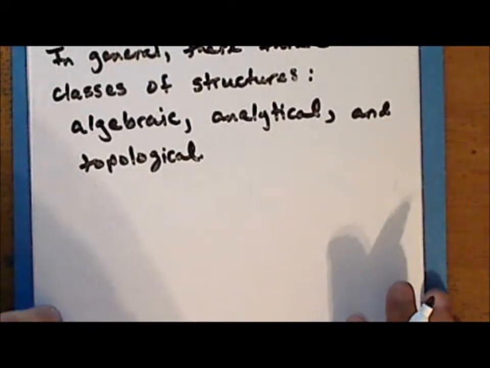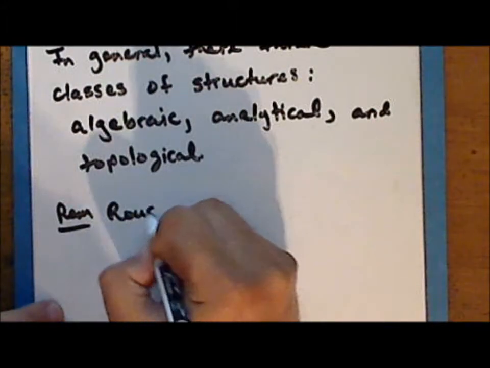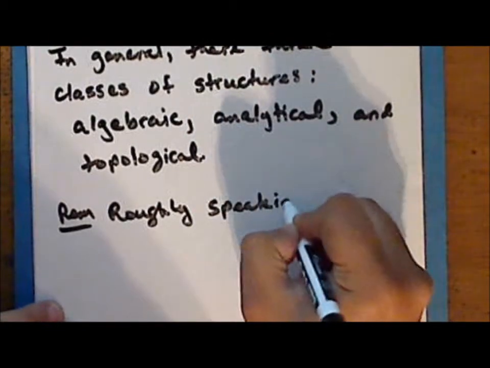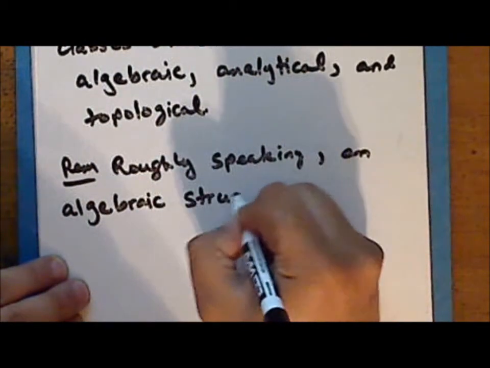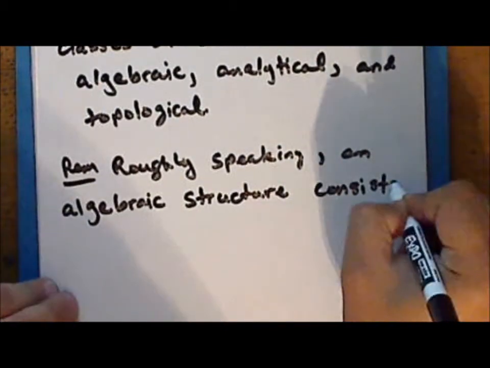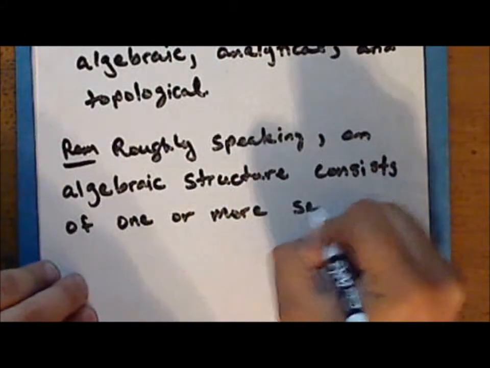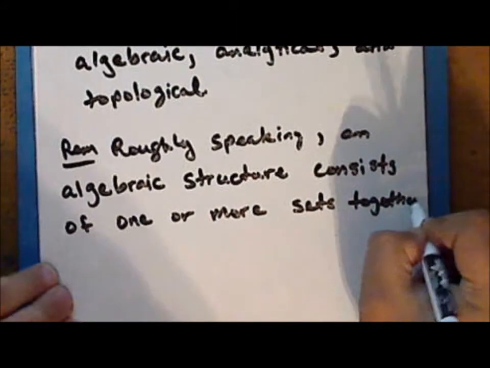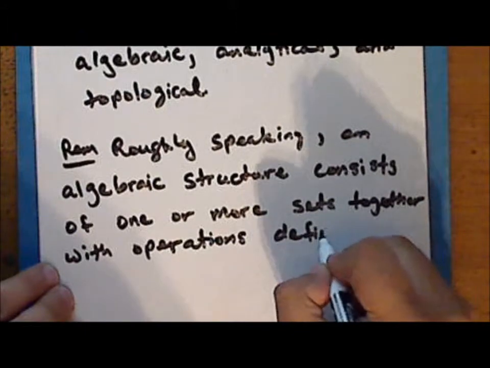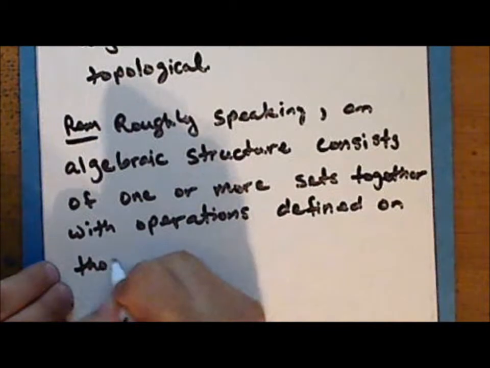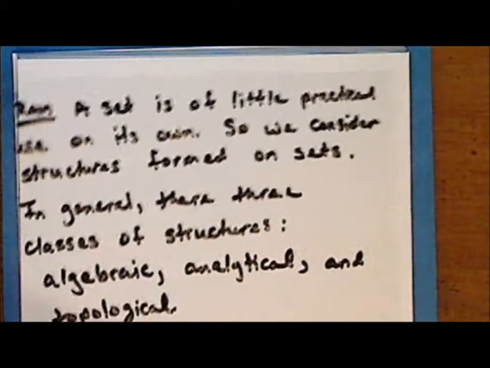Now we will begin by looking at some algebraic structures, and later we'll look at some analytical and topological structures. Now, roughly speaking, an algebraic structure consists of one or more sets together with operations defined on those sets. And the first algebraic structure that we'll consider is called a binary algebraic structure.